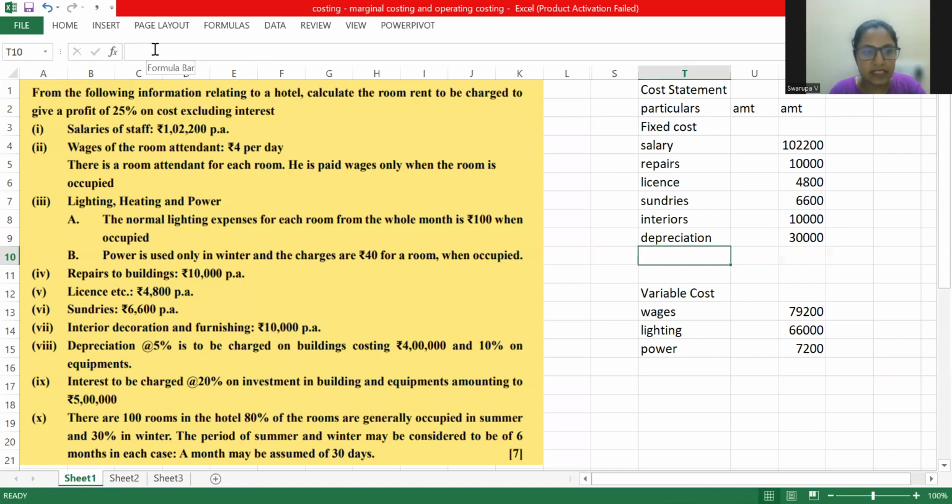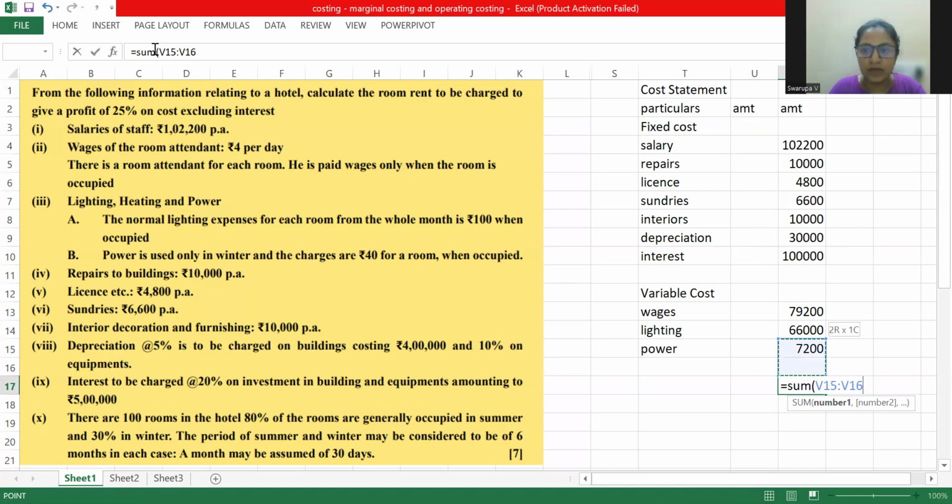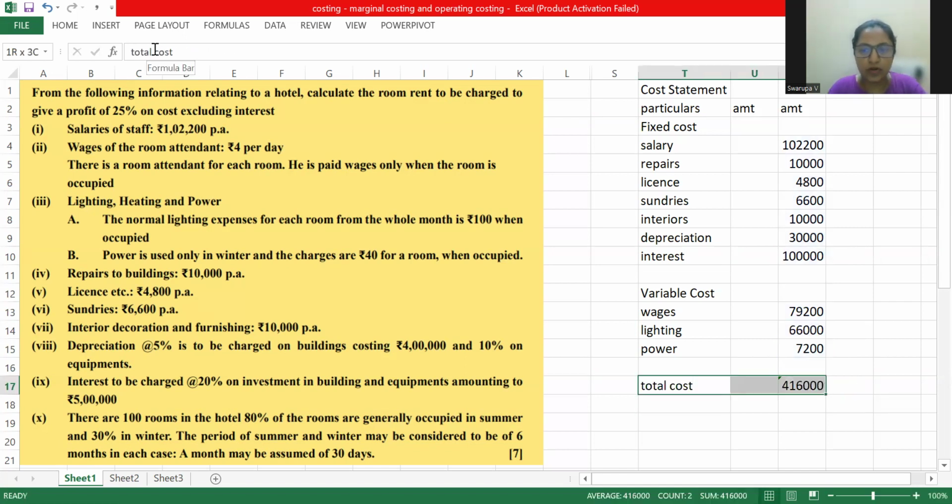Okay. Next, interest. Interest is 20% on 5 lakhs. With this, we have plotted all the costs in our cost statement. So the sum of all this will give us our total cost. So this is your total cost, 4,16,000.